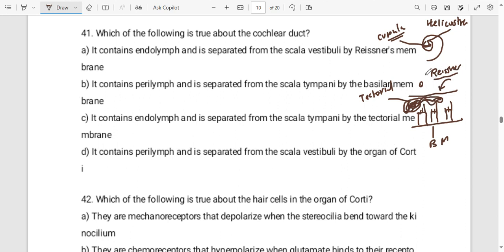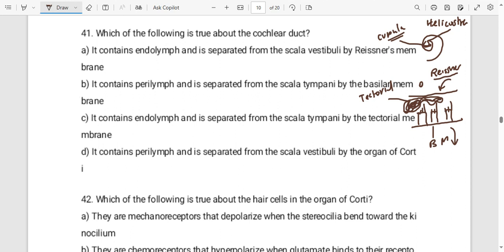So on top here, Reissner's membrane, which is also known as the vestibular membrane, is separating the scala media from the scala vestibuli on top. The basilar membrane is separating the scala media from the scala tympani down. So just that is what we need to understand. Now we can answer our question.